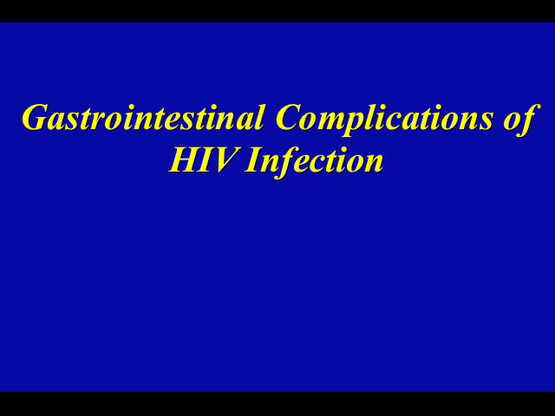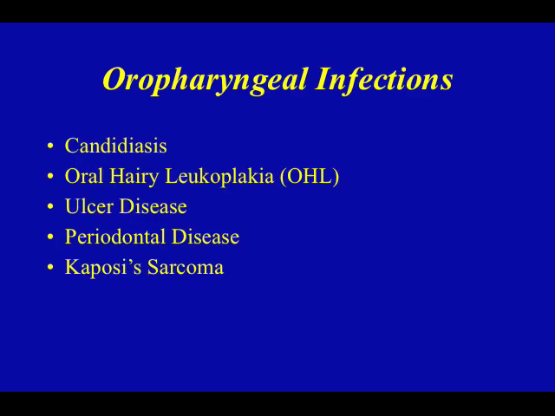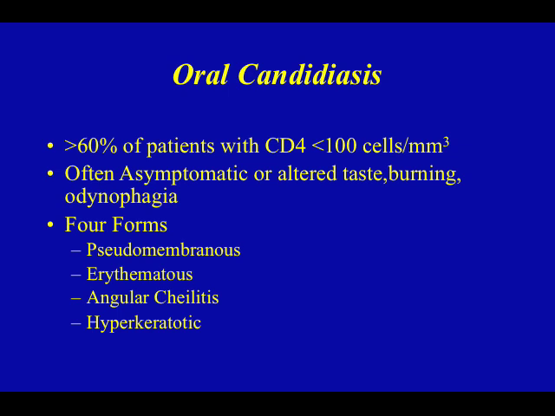I want to move to the GI complications of HIV. Oropharyngeal, esophageal, hepatobiliary. I want to show you some pictures. So when you are rounding, when you see the patients, I want you to be able to recognize it, as well as on the pictures on the boards, because some of them can be tricky. So oropharyngeal, what are we talking about? You can have candidiasis, oral hairy leukoplakia, any periodontal or ulcer disease, and of course don't forget Kaposi's sarcoma. Oral candidiasis we see in immunosuppressed patients, not just HIV or AIDS.